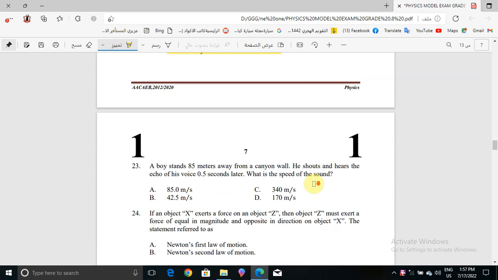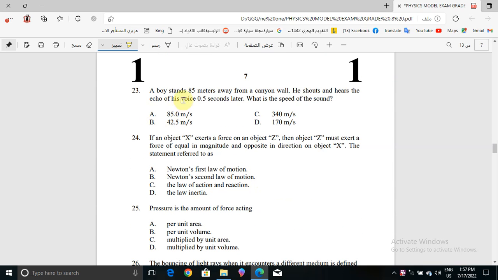Okay, now in question number 23, a boy stands 85 meters away from a canyon wall. He shouts and hears the echo of his voice 0.5 seconds later. What is the speed of the sound? Now here, the formula for the speed of sound is equal to what? V equals S over T, right? So that means we need to find the speed, which is V. So the formula here will be changed. V is equal to 2S, 2S, that means the distance.